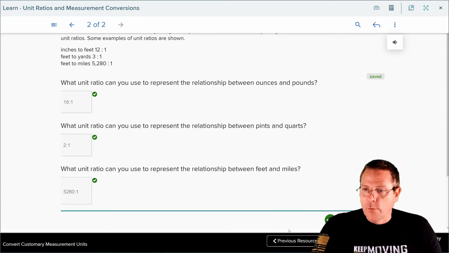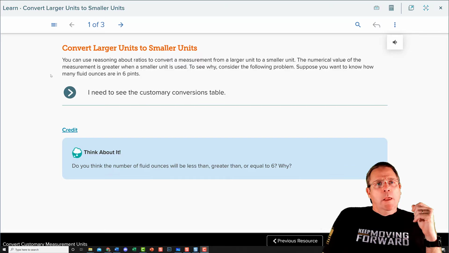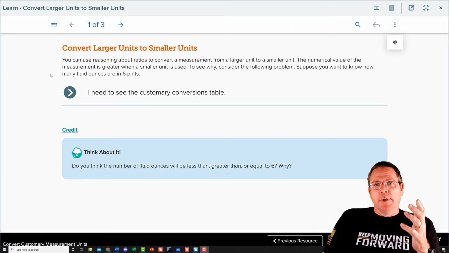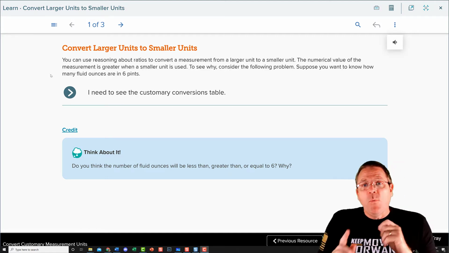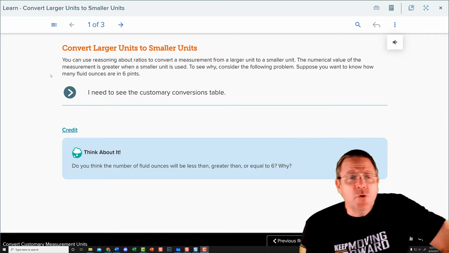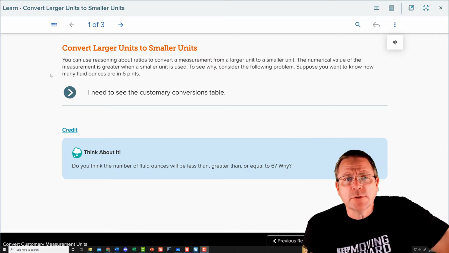Moving forward to our next resource, number 3. Convert larger units to smaller units. You can use reasoning about ratios to convert a measurement from a larger unit to a smaller unit. The numerical value of the measurement is greater when the smaller unit is used. To see why, consider the following problem. Suppose you want to know the number of fluid ounces that are in 6 pints.